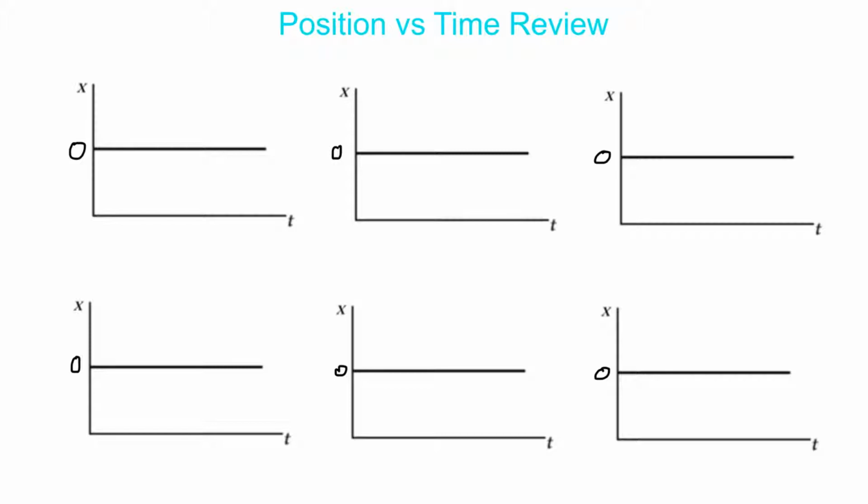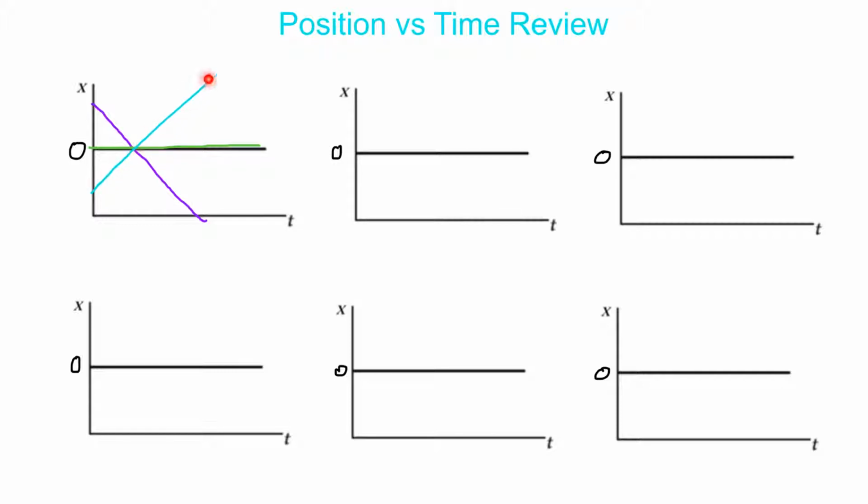Alright, let's do a review of our position versus time graphs. If we have a downward slope or horizontal, or we could have positive slope on a position versus time graph, what can you tell me about the velocity and the acceleration of these lines? Remember, we're on a position versus time graph.